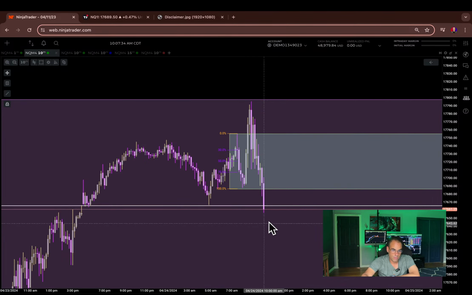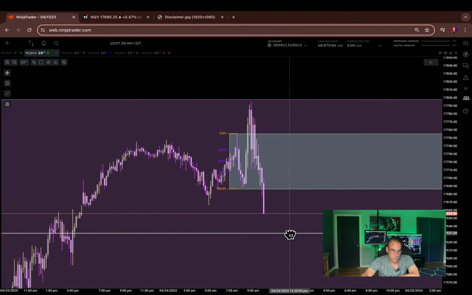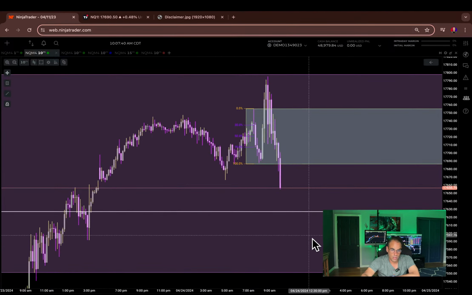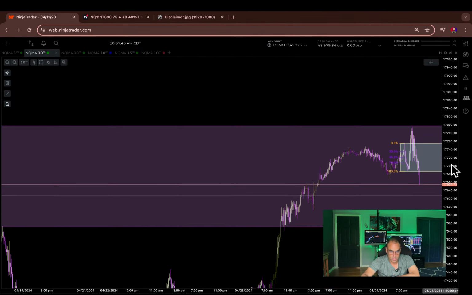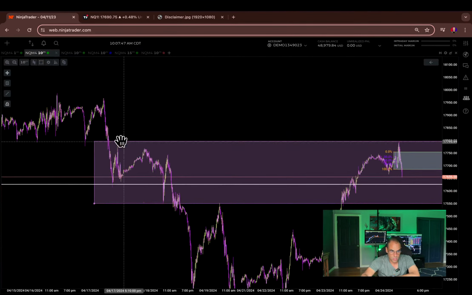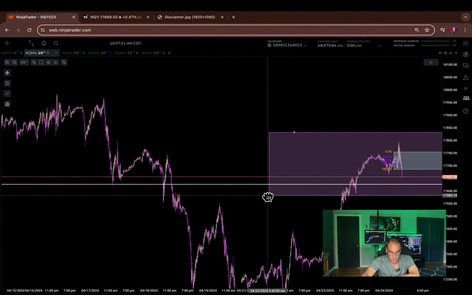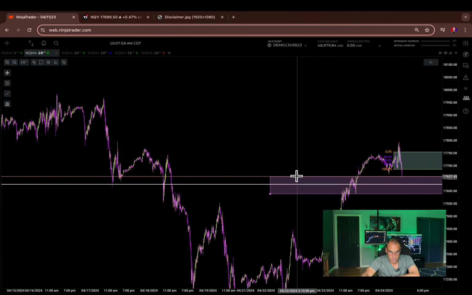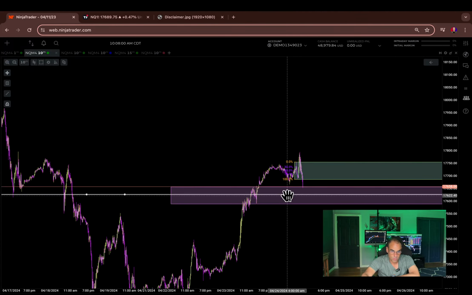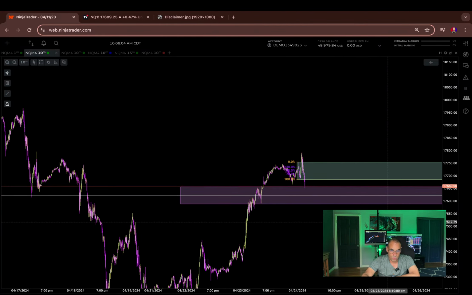We have a very juicy S&D zone right here. This is the one right here. This is the move. Right here. When price taps into this white line, it's bullish galore.